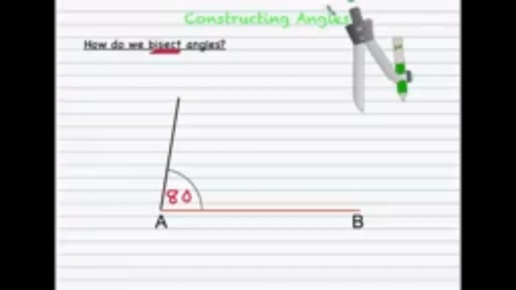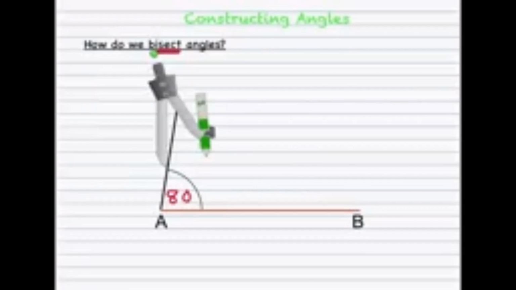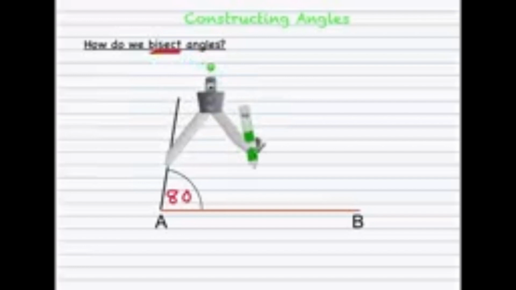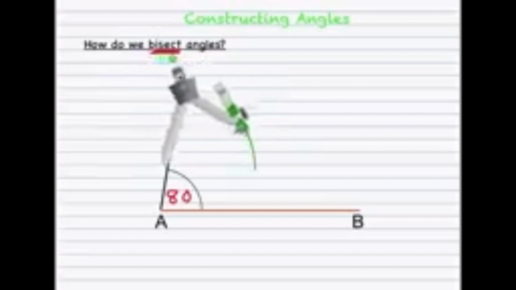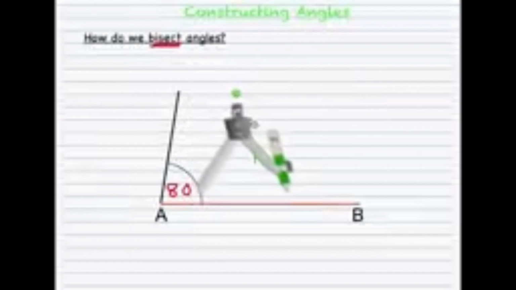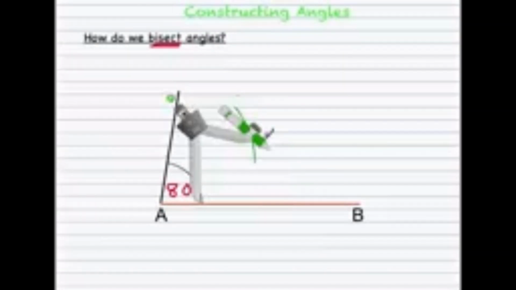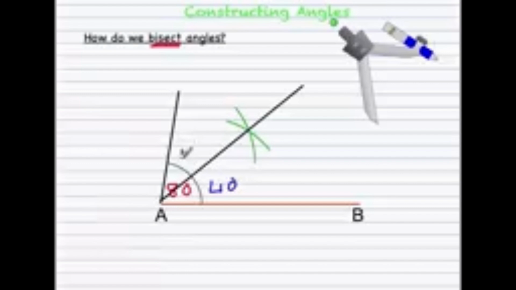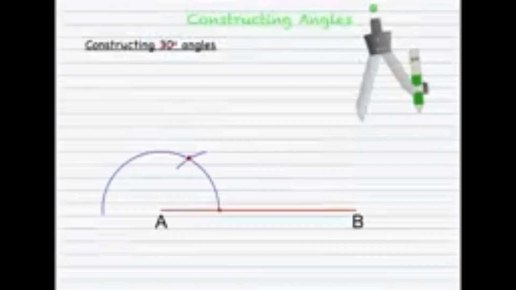So I'll put the tip of the compass to the top part of the angle, open it up a bit and create an arc just halfway between the angle. Then I'll pick the compass up again, ensuring that I keep the width of it the same, and move it to the bottom part of the angle right here, and then create a new arc which cuts the first one. Then connect a line from the point A through the intersection of those two arcs, and the resulting angles are exactly a half of the original one.